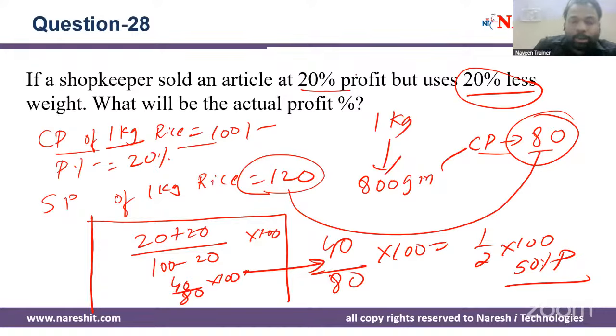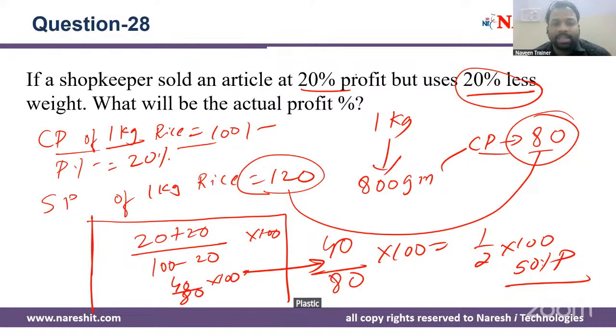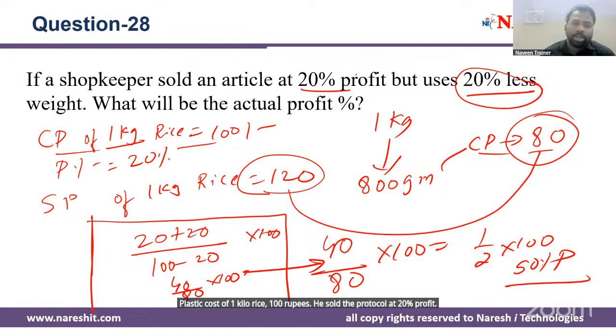I'm explaining one more time both the methods. If you go with the theoretical approach, first take cost price of 1 kilo rice, 100 rupees. He sold the article at 20% profit. Then selling price of the product will become 120 rupees because cost price 100. If he wants 20% profit, selling price should be 120.